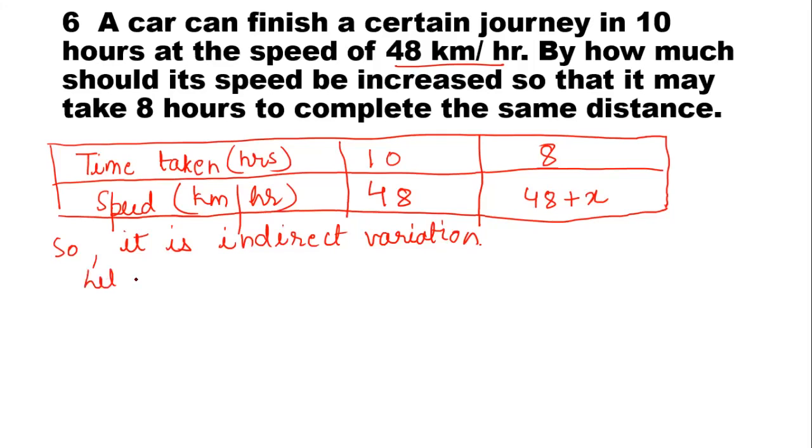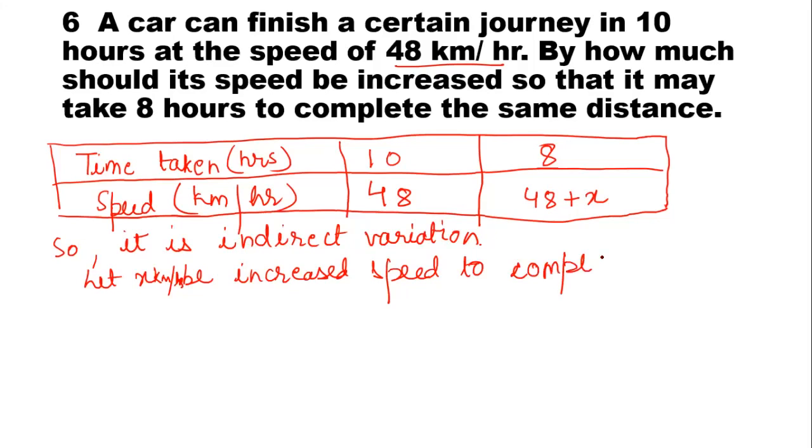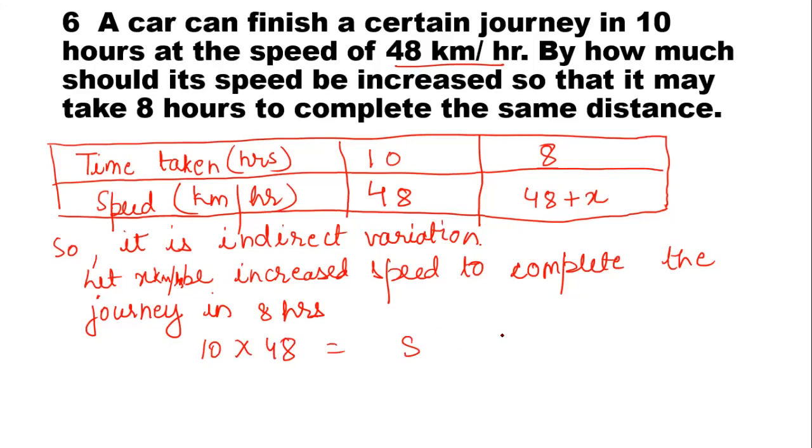Let x be x kilometer per hour, the increase in speed to complete the journey in 8 hours. Okay. So 10 into 48 is equal to 8 into (48 plus x).